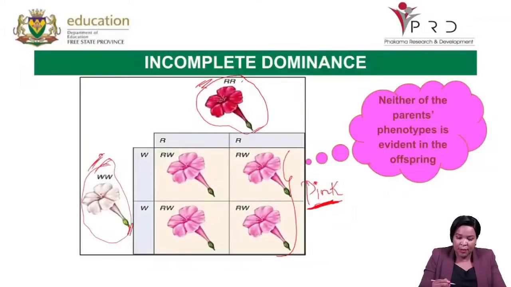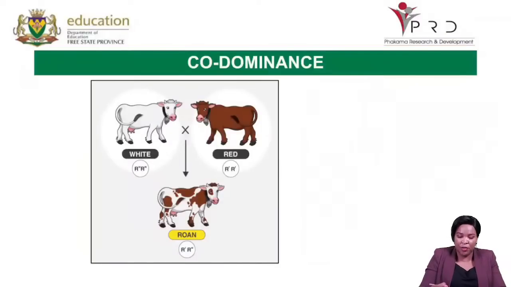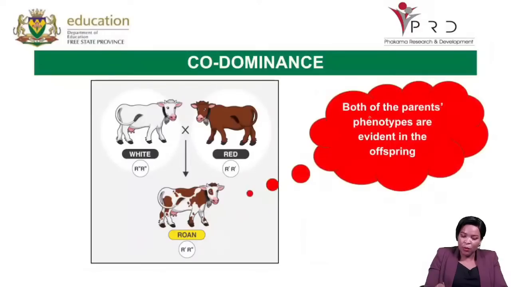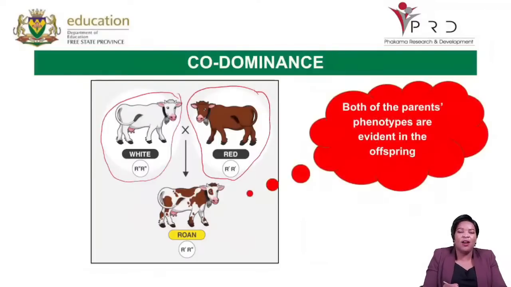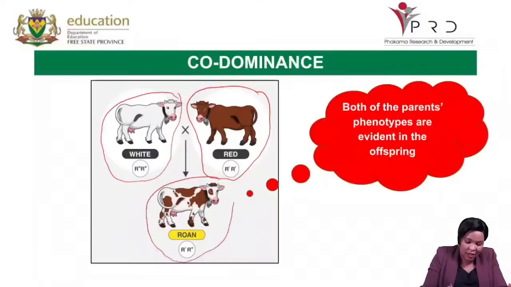Then the last of the types of inheritance is co-dominance. Sometimes this word co can be used for company, together. So co-dominance. Let us see. Both of the parents' phenotypes are evident in the offspring. So when you cross a white cow with a red cow, you don't call it a red and white cow, right? It gives a roan color. So this is the color.